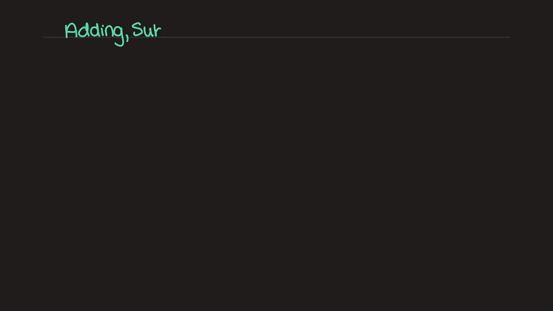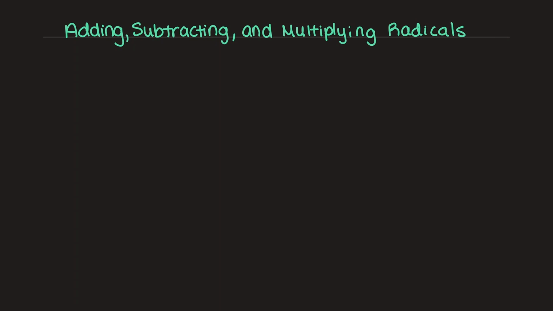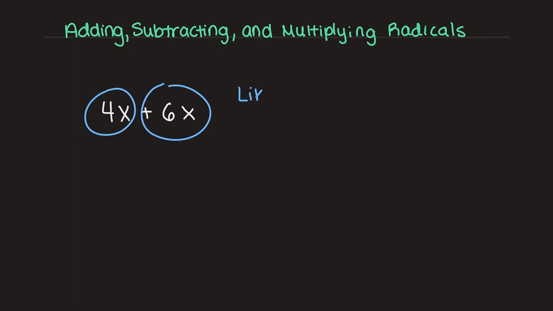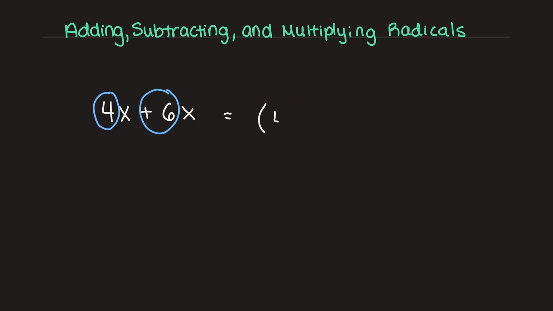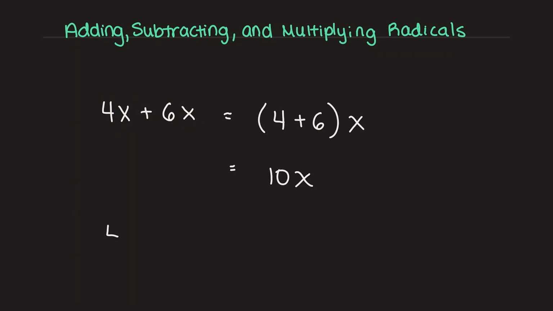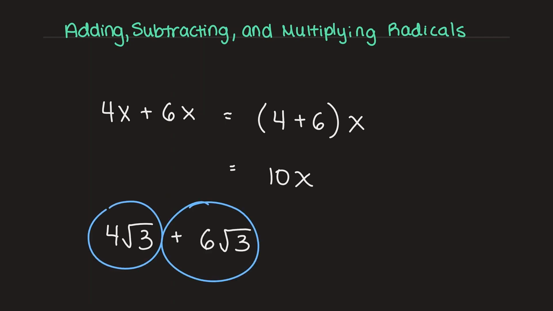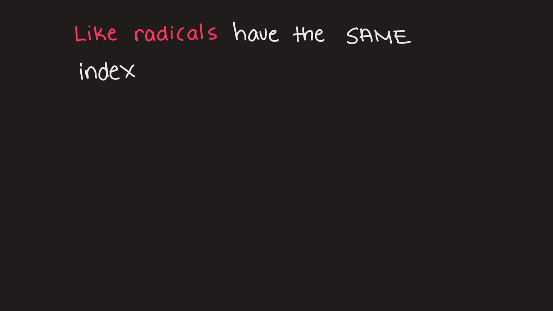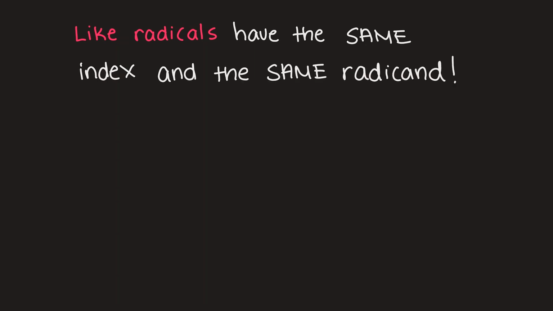Hey guys, in this video we will be going over how to add, subtract, and multiply radicals. So just like we can add and subtract like terms, such as 4x plus 6x, where we add the coefficients of the terms and then multiply the result by the variable, we can also add and subtract like radicals, such as 4 square root of 3 plus 6 square root of 3.